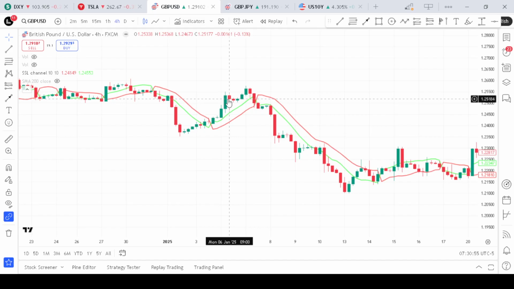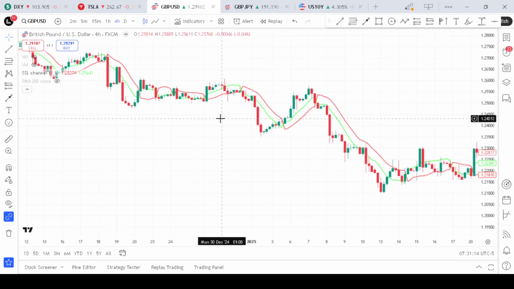The SSL channel can be applied to any time frame and any market, whether you are trading forex pairs, cryptocurrencies or traditional stocks. This versatility makes it an essential addition to your technical analysis toolkit, regardless of your trading style or your preferred market.